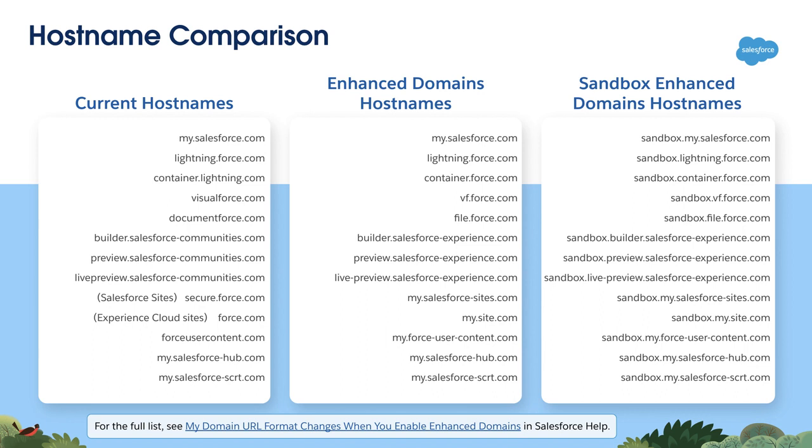These are the changes, and there's a lot more information in Salesforce Help. The goal here is to give you an overview of what domains change with this feature. Well, and now that you know all these URLs change, what does that mean? What might need a little bit more attention when you deploy this feature?